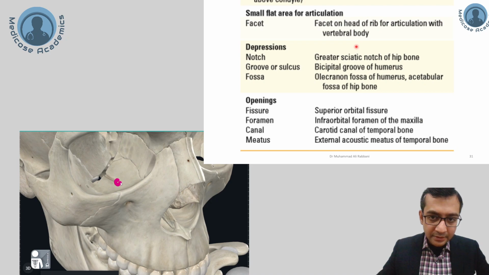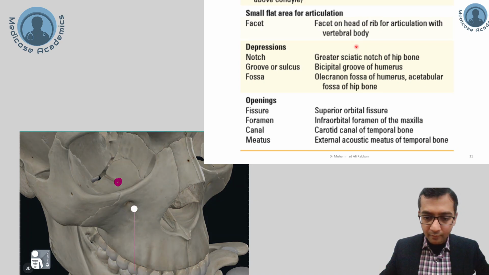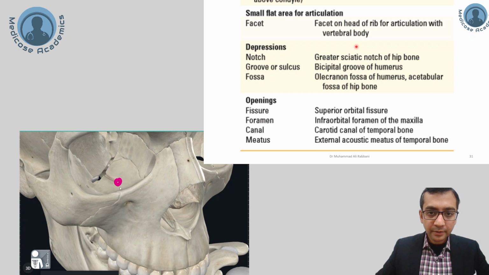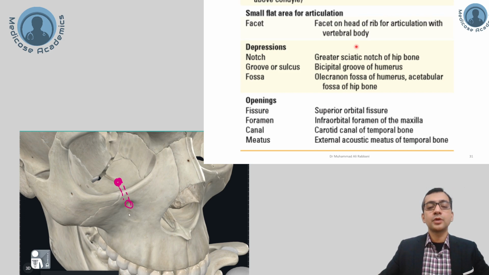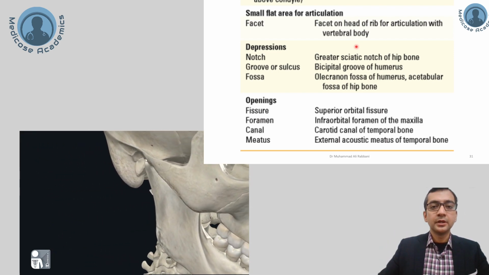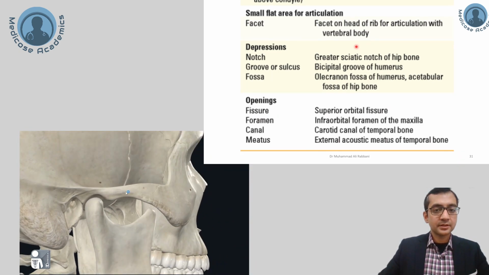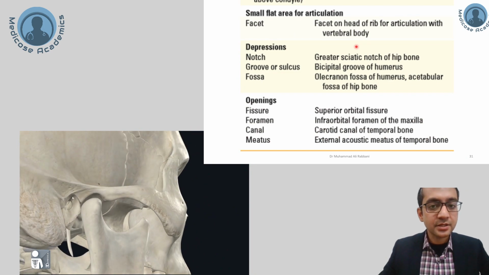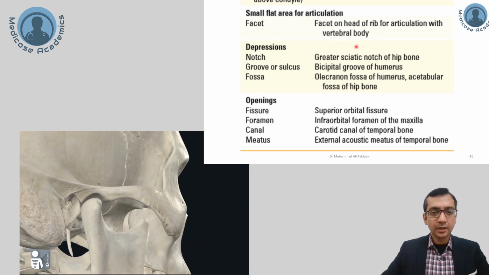For example, here is a foramen and here is a foramen, and within the bone there is a canal that runs to connect these two, so this is known as a canal. And meatus is simply an opening. A very good example is the opening of the nose. This is the external auditory meatus.